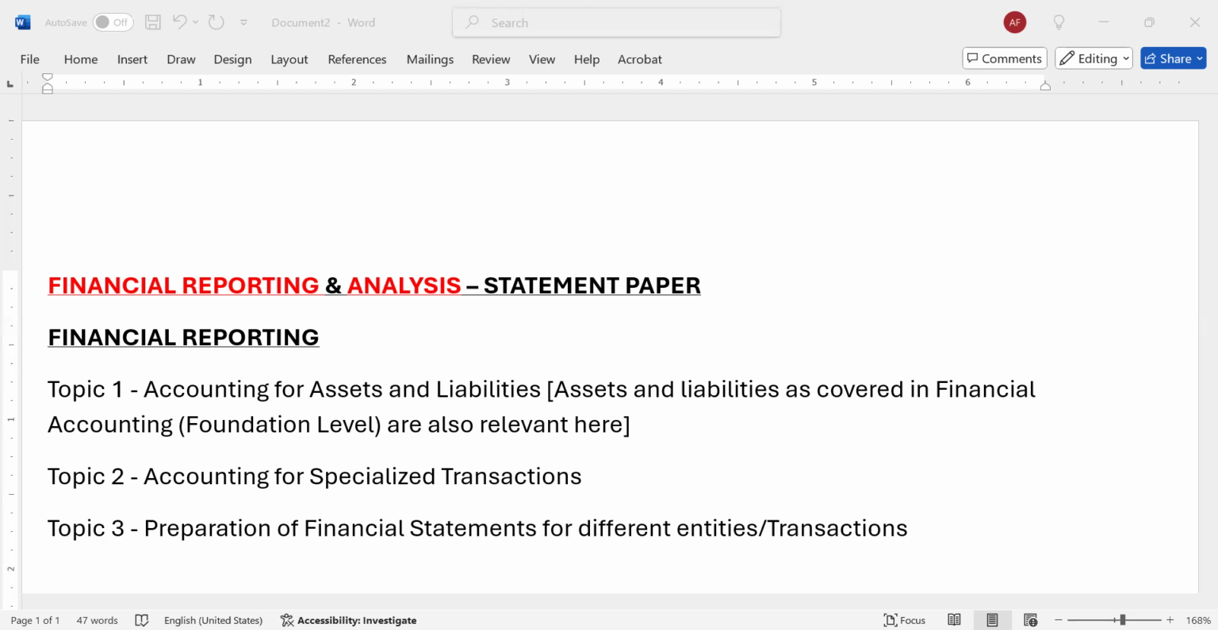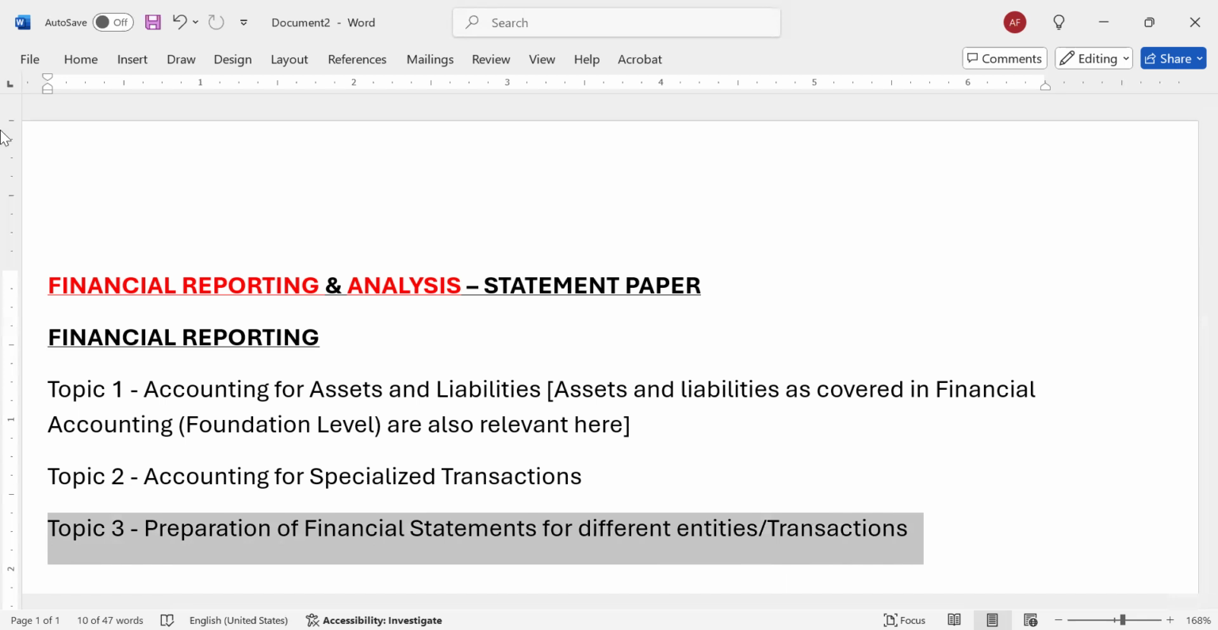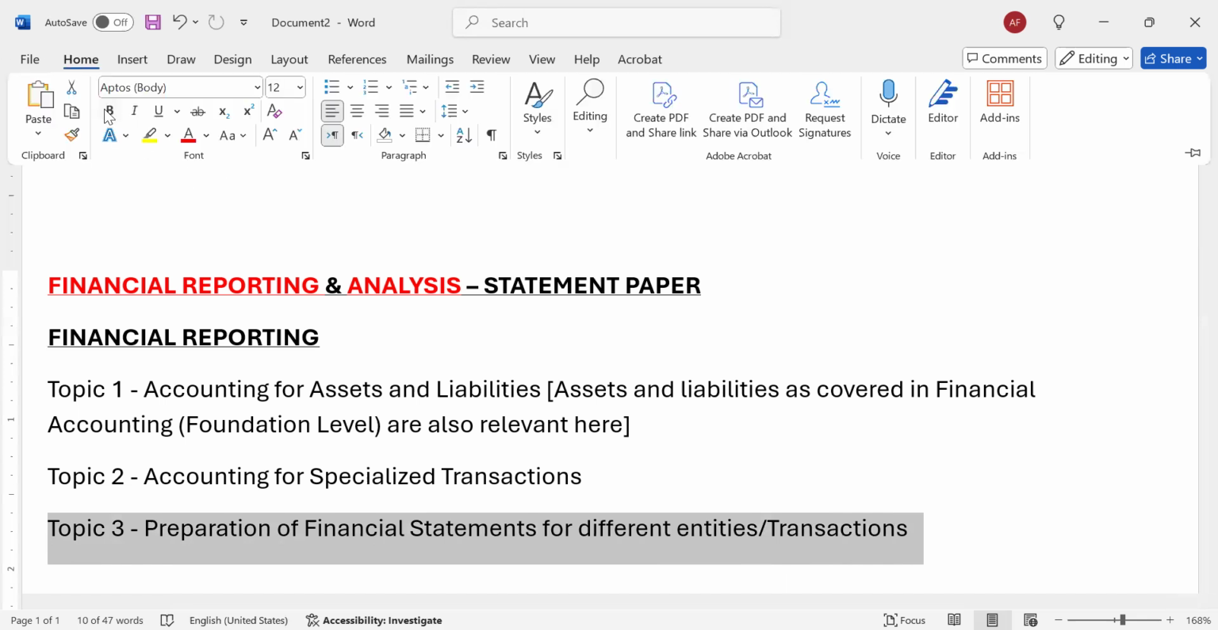Looking at this area, I'm going to mark it with red. If I mark it with red, Mwalimu is saying that this is one of the most important topics, a must with capital letters, for you to be very thorough with: preparation of financial statements for different entities.